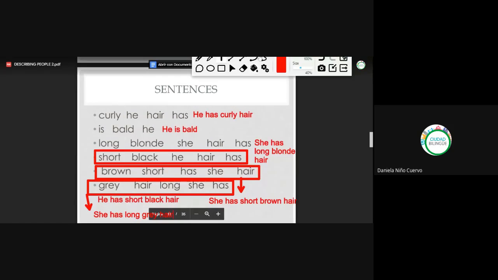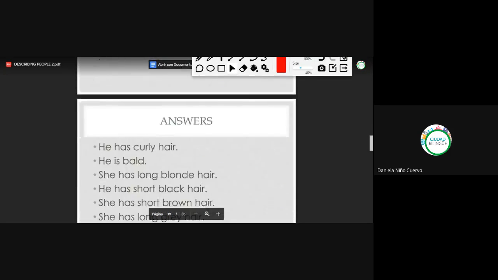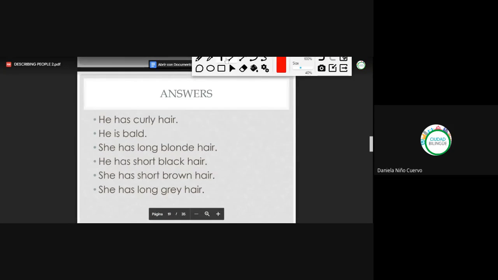Yes. So, students, remember, first we use or we put the length. Primero ponemos el largor. Después va el color. Y finalmente va la palabra hair. Yes, hair. Este es el orden correcto de los adjetivos. Right? Over here. So, questions, doubts? All right, we continue.